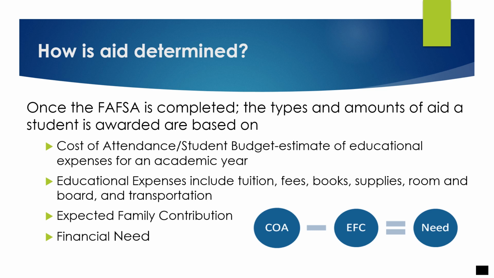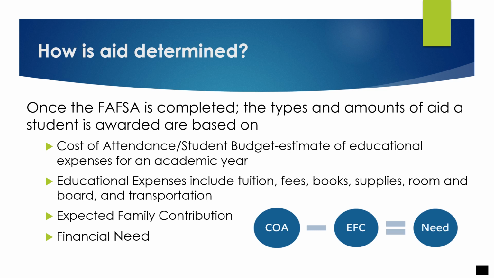The types and amounts of aid a student is awarded is also based on their financial need. Financial need is the difference between cost and the ability to pay, the difference between a college's cost of attendance and the EFC. So, financial need is defined by this formula. Financial need equals cost of attendance minus your EFC. A student who has a 0 EFC is said to have full need, since their financial aid need will equal the cost of attendance.